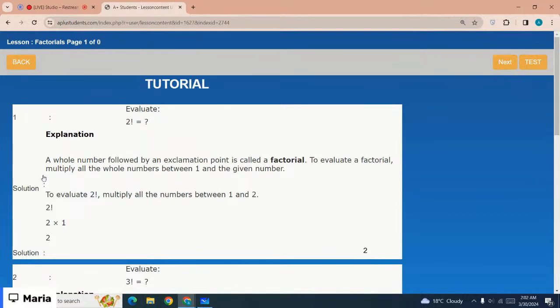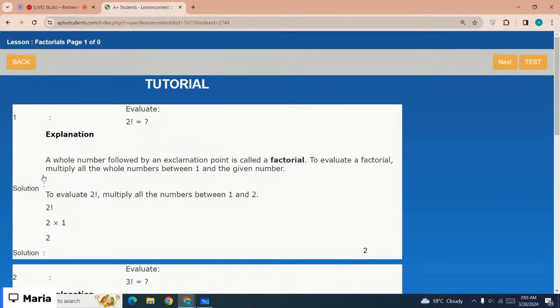A whole number followed by an exclamation point is called a factorial, right? You are given a whole number and right after the whole number you have an exclamation mark, that is the factorial. So to evaluate a factorial, you have to multiply the whole numbers between 1 and the given number, right?